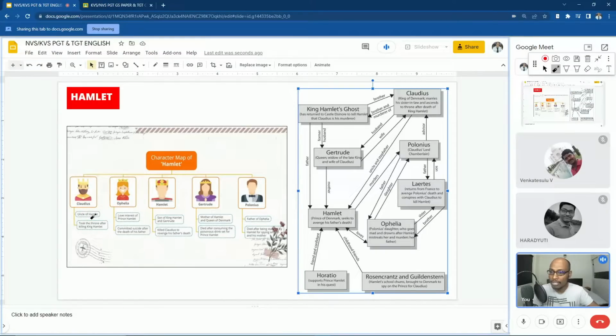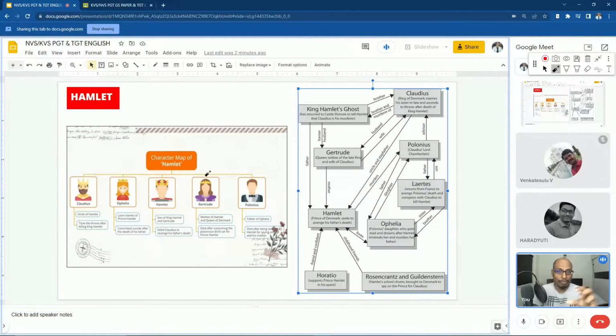Uncle of Hamlet, but the father Hamlet was killed by Claudius by pouring poison into the ears of the senior Hamlet, or father Hamlet. Claudius married Gertrude and he became the king of the country. What is the name of the country in which Hamlet, Claudius, Ophelia, Gertrude, Polonius were all struggling to survive? That is Denmark. Right.